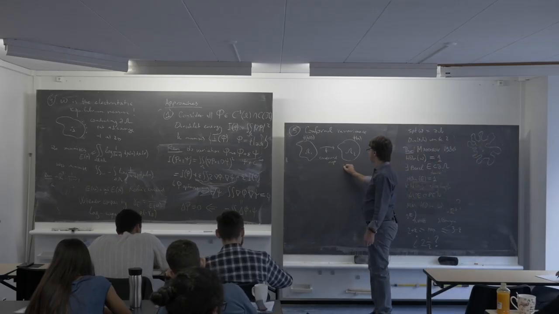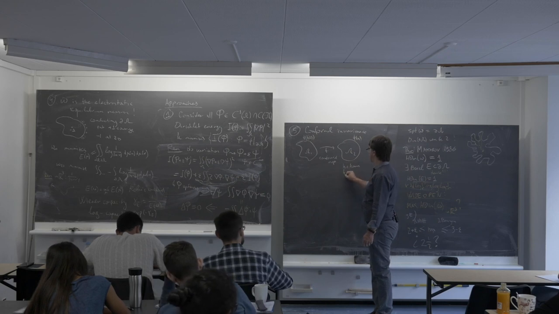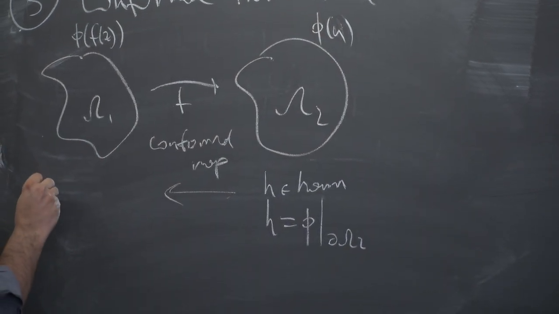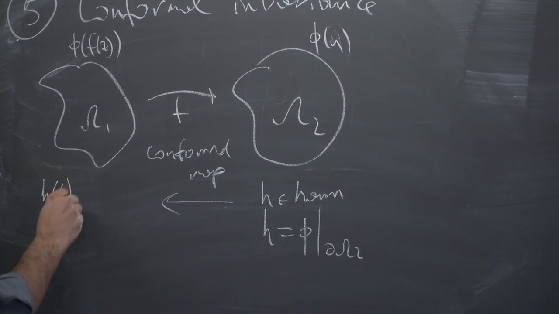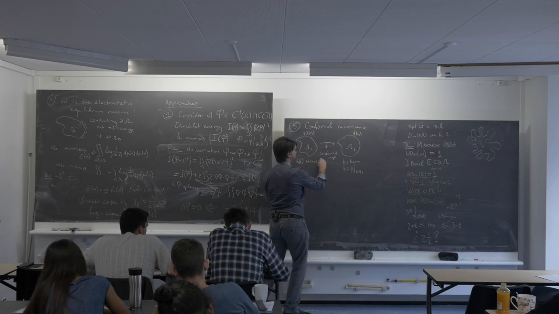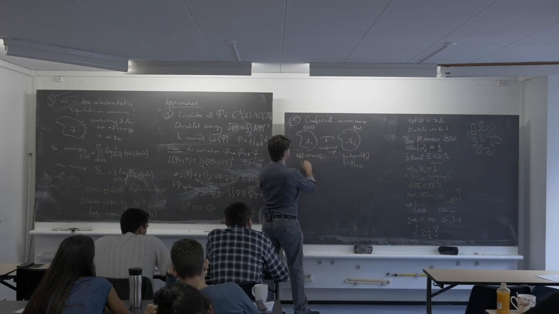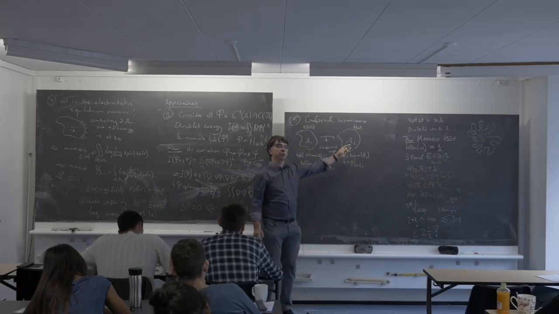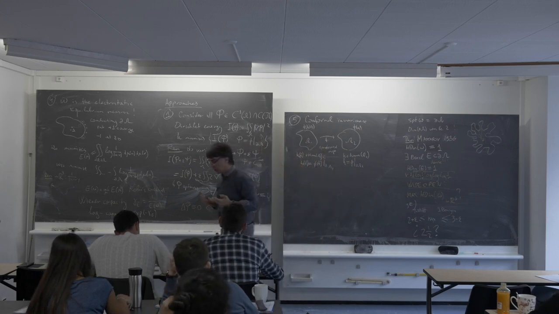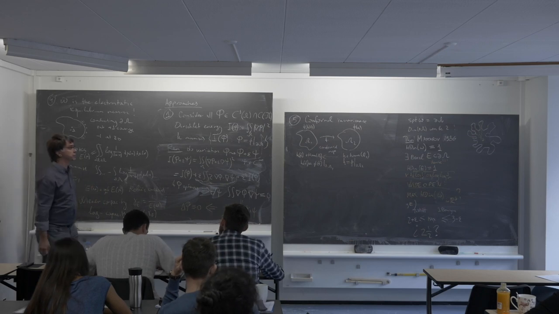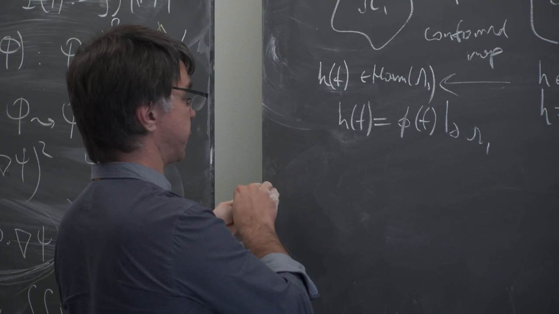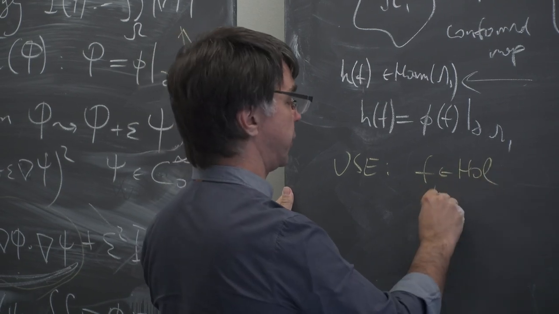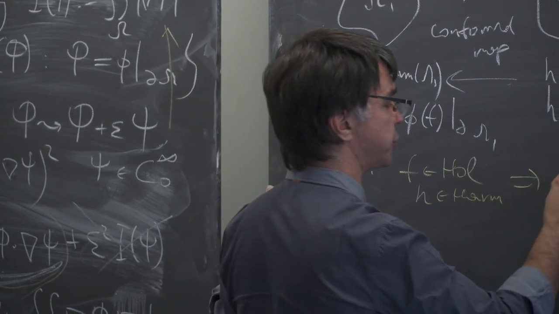So if H is harmonic, H is equal to phi on the boundary of omega 2, then I can move H back. I can just write H composed with F. It will be harmonic in the domain omega 1, and H composed with F will be equal to phi composed with F on the boundary of omega 1. So if I know how to solve the Dirichlet problem in one domain, I can map the solution to another, because harmonic functions are mapped to harmonic functions. We use the following fact: if F is analytic and H is harmonic, then H of F is harmonic.